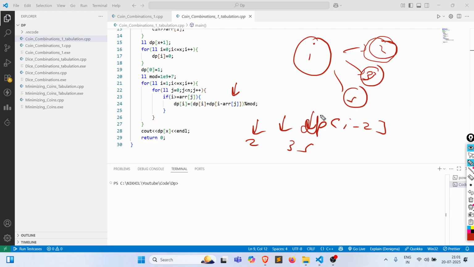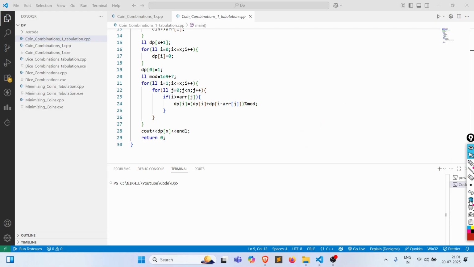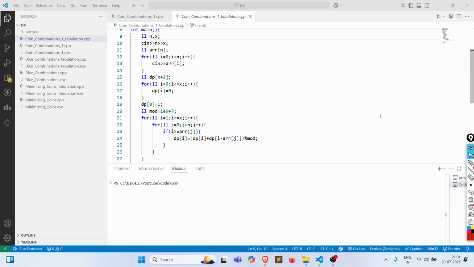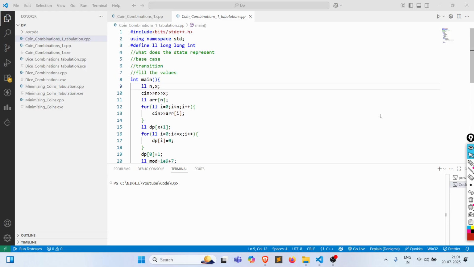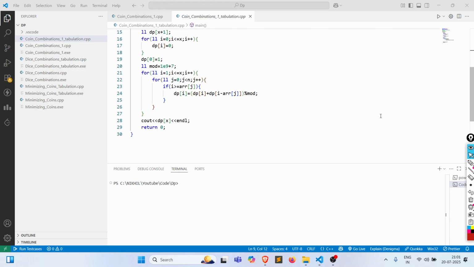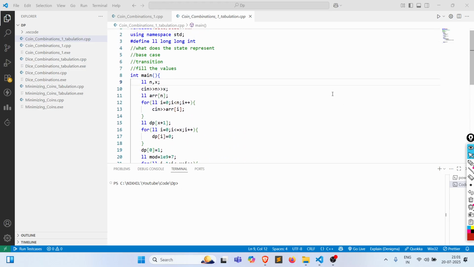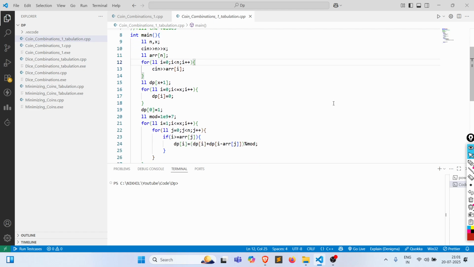I hope it is clear, because we have been doing these things in the past 3 questions. Now it's really the same thing which we are doing over and over again. Now I would also like to focus on the time complexity and the space complexity. Starting with the space complexity first, it would be order of x.